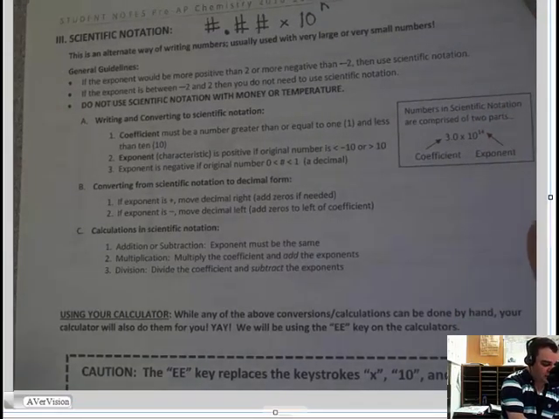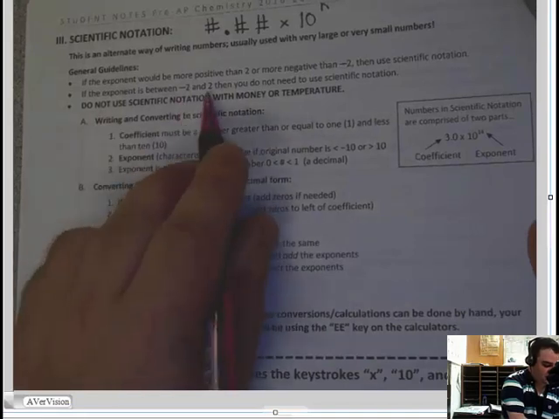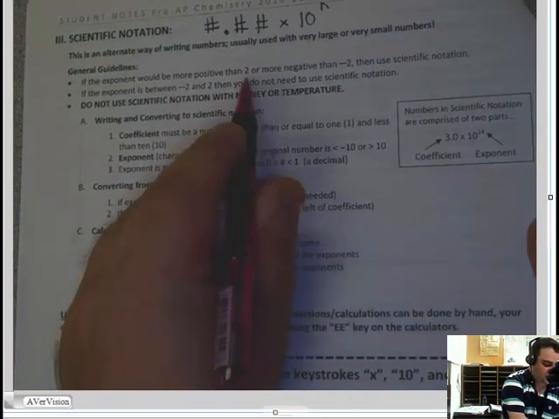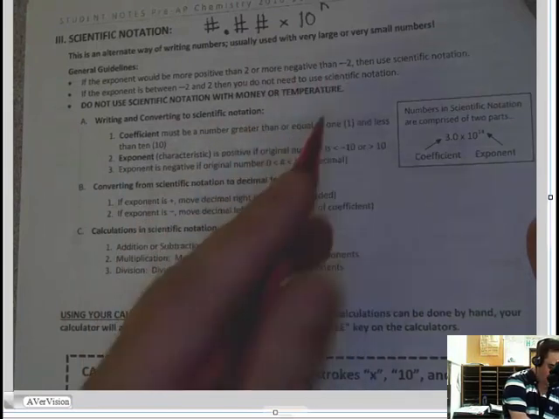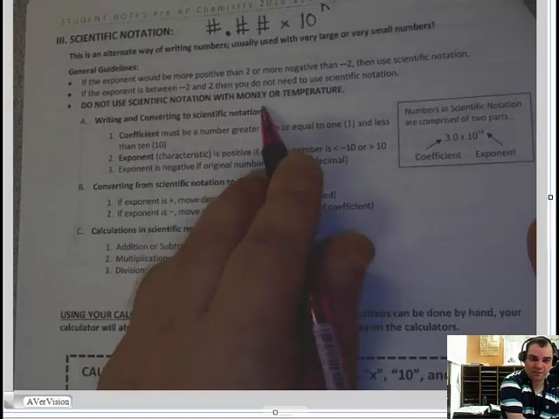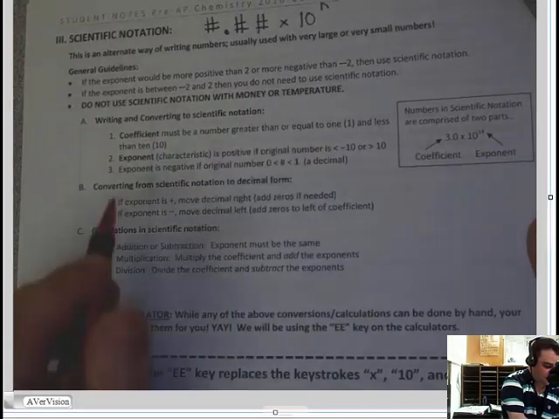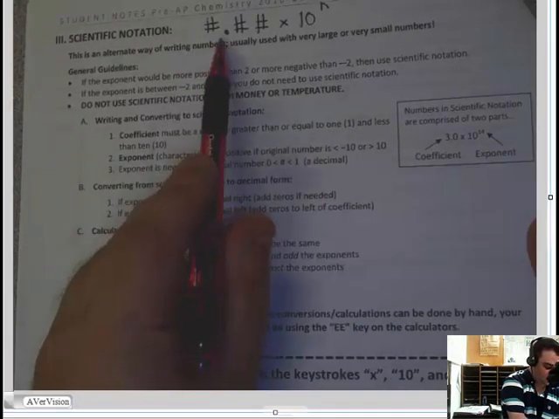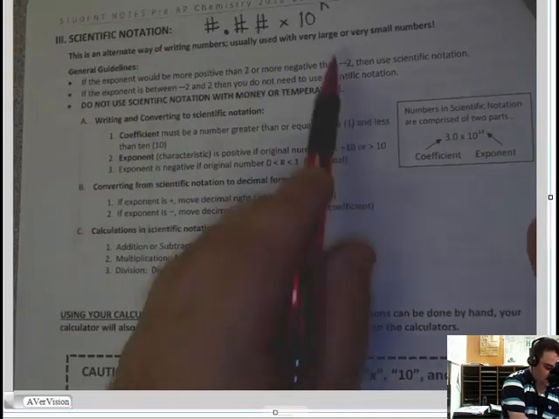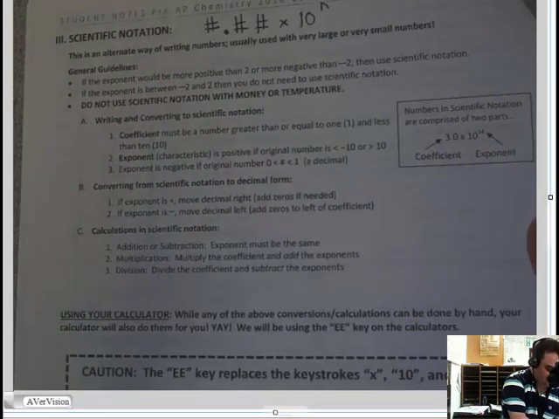Okay? If the exponent is between negative 2 and 2, you do not need to use scientific notation. If it is greater than 2 or less than negative 2, you use scientific notation. You don't use scientific notation with money or temperature. You have to have a coefficient. It must be between 1 and 10. The exponent must be a number, right?